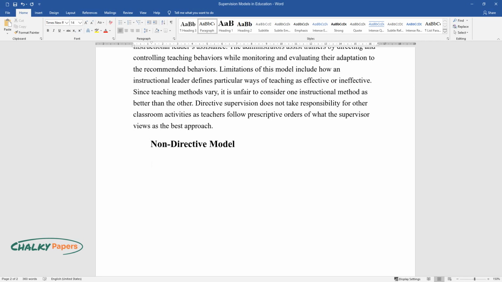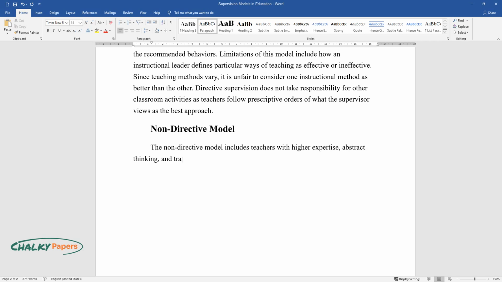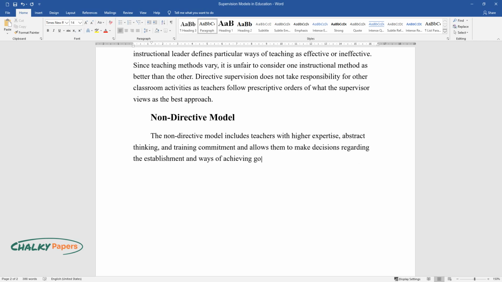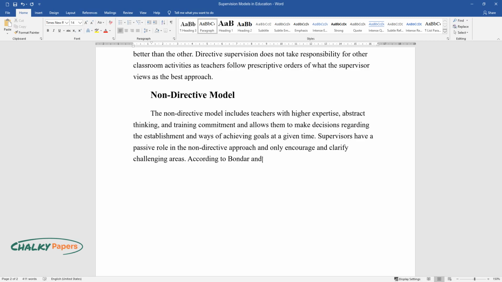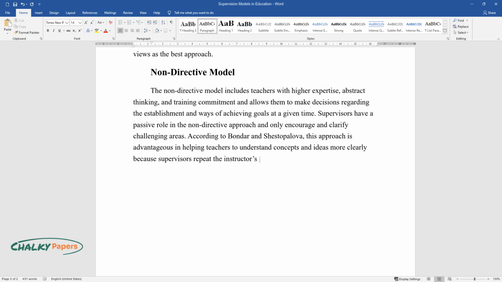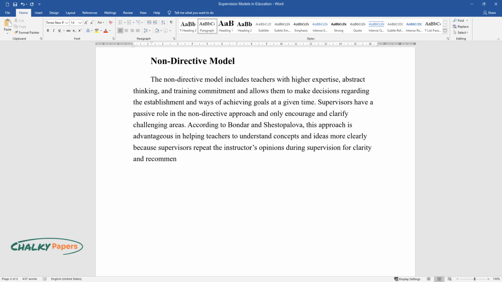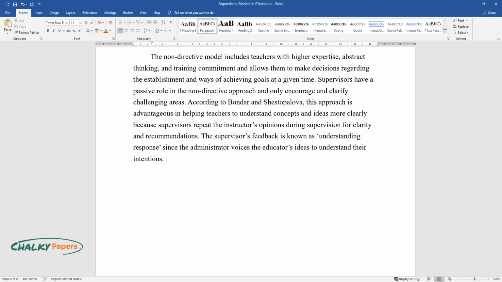Non-directive model. The non-directive model includes teachers with higher expertise, abstract thinking, and training commitment, and allows them to make decisions regarding the establishment and ways of achieving goals at a given time. Supervisors have a passive role in the non-directive approach and only encourage and clarify challenging areas. According to Bondar and Shestopalova, this approach is advantageous in helping teachers to understand concepts and ideas more clearly, because supervisors repeat the instructor's opinions during supervision for clarity and recommendations.